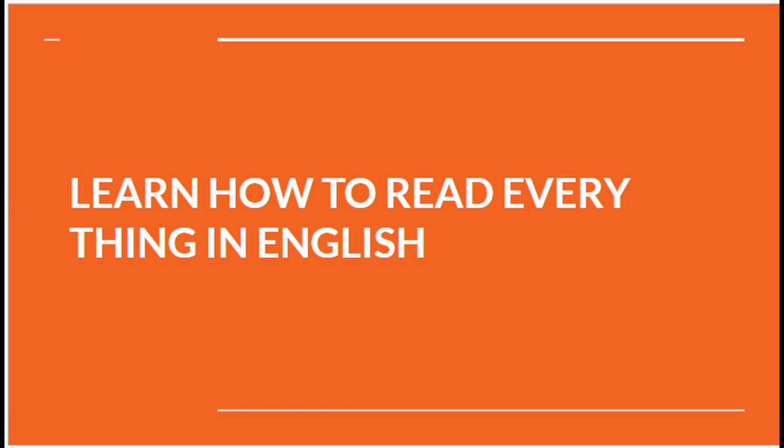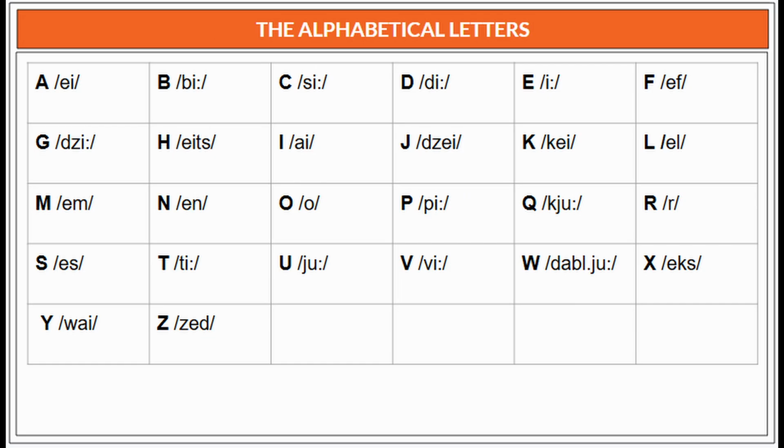Today we're going to learn how to read everything in English. We are going to start with the English alphabet. Here we write the alphabetical letters. We are going to read together. You read after me. I'm going to read and you are going to read with me.